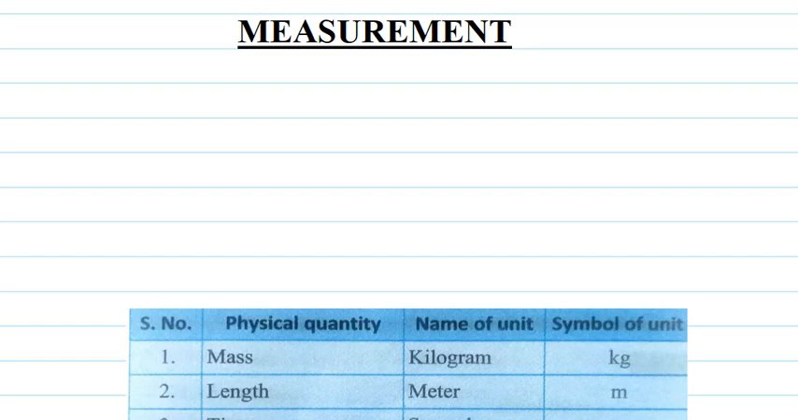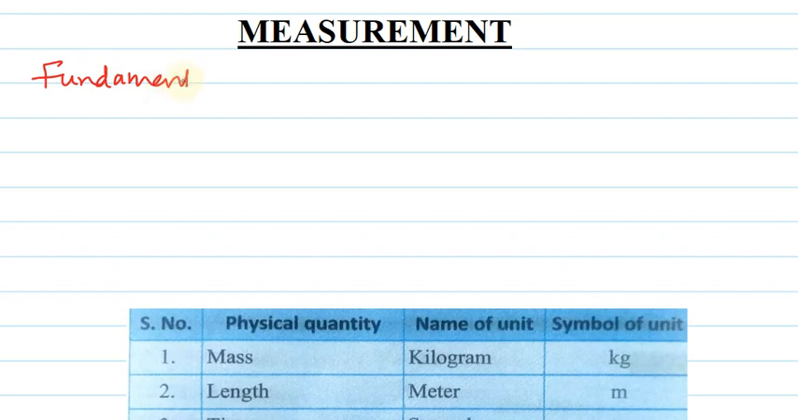Hello everyone. In my previous video, measurement 1, we have seen physical quantity and its types. The one who missed my previous video can find the link in the description. In this video, let us see what are fundamental and derived quantities.